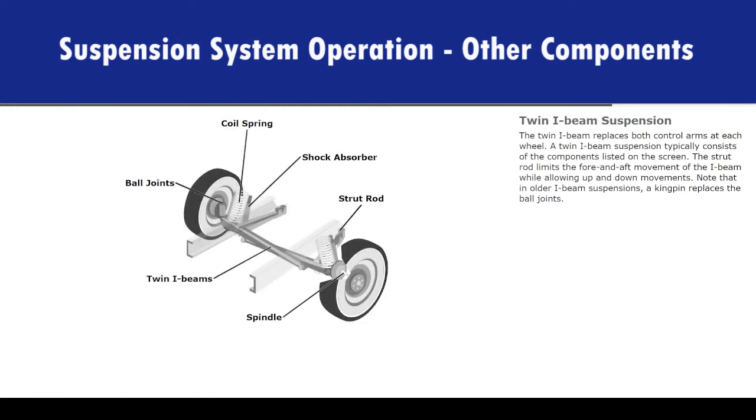The twin I-beam replaces both control arms at each wheel. A twin I-beam suspension typically consists of the components listed on the screen. The strut rod limits the fore and aft movement of the I-beam while allowing up and down movements. Note that in older I-beam suspensions, a kingpin replaces the ball joints.